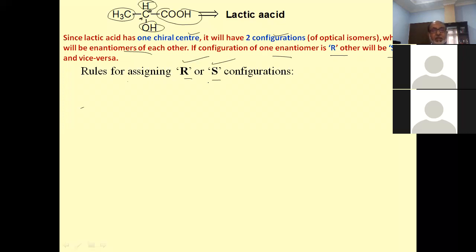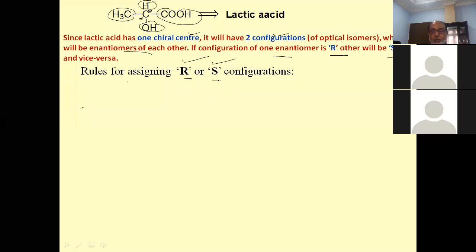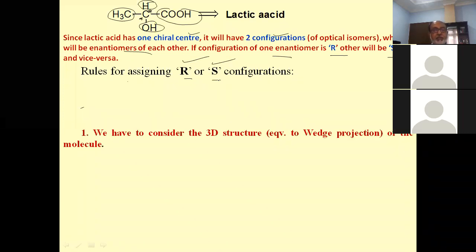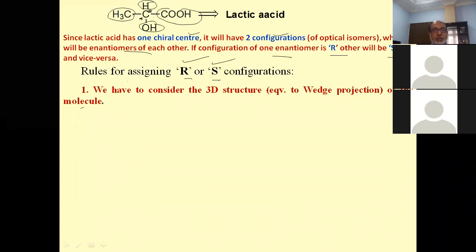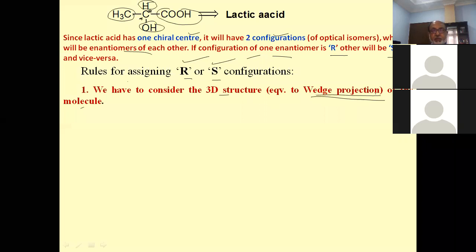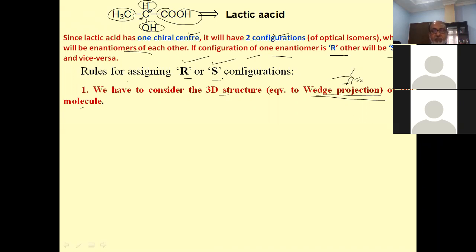Rules for assigning R and S, do you know it or not? Yes, sir. We know. Okay. Let me just give some short idea about that one. We have to consider the 3D structure that is equivalent to the wedge projection. So wedge projection more or less represents the 3 dimensions, because we know two groups are in the plane, one is above the plane and another is below the plane. So this way we represent the wedge projection.